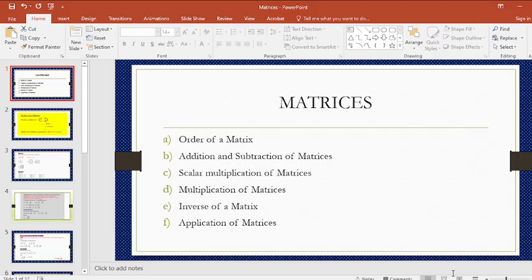So specifically, I'm going to be speaking about matrices, as you can see, and what is prepared for use: the order of the matrix, addition and subtraction of matrices, then scalar multiplication of matrices, then the inverse of a matrix and application of matrices. Let's go to the next slide.